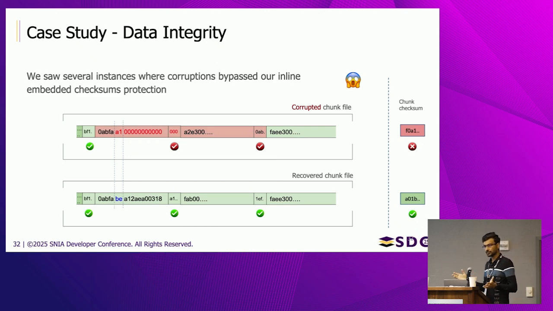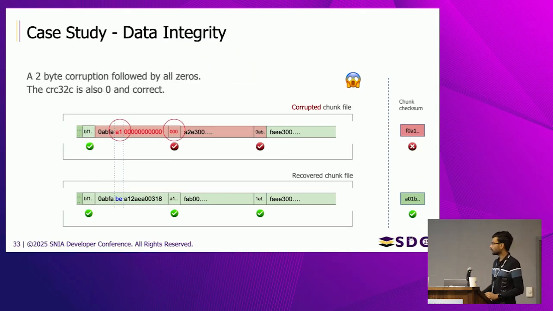But because we have Reed-Solomon encoding for all our chunks and we have high data resilience, we recovered the chunk using the other healthy chunks. Then we started comparing the corrupted chunk with the recovered chunk to understand the corruption pattern. And what we see is something very interesting here.